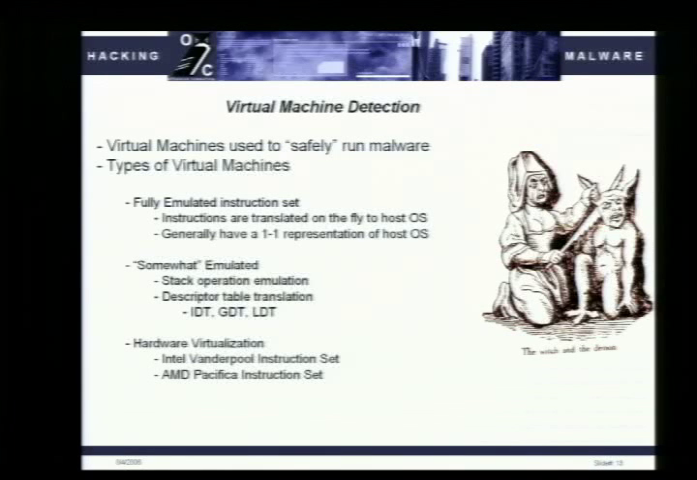The next advance in virtual machines was a somewhat emulated, and this is VMware's acceleration mode. So this is where some of the critical instructions are emulated by the VMware, but otherwise the entire operation of it is carried off on the raw hardware. The next set is hardware virtualization. Joanna Rutkowska gave a great talk about ideas about how malware could use that. And this is the Intel Vanderpool instruction set and AMD Pacifica instruction set. And what these do is they actually have chip support inside of the CPU to handle the virtualization functions.